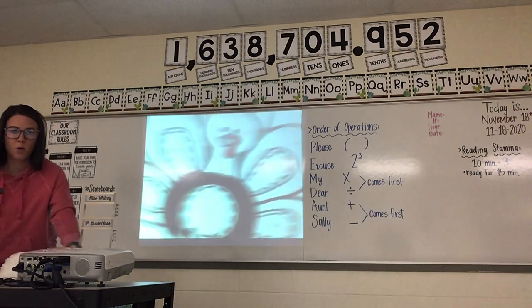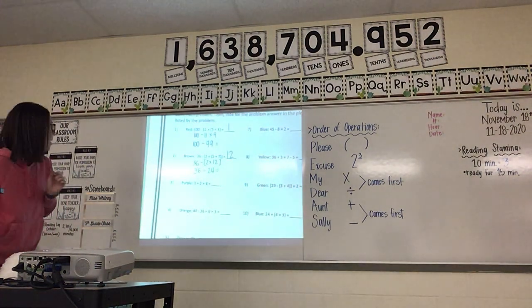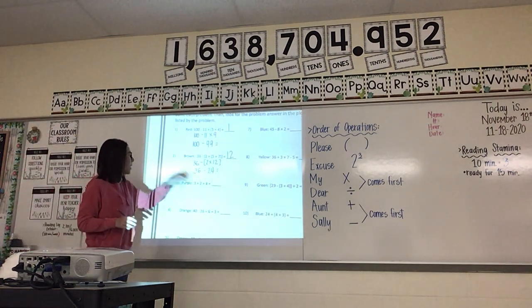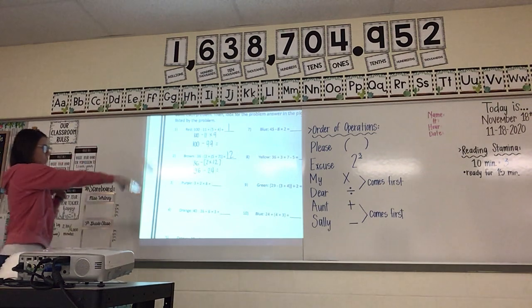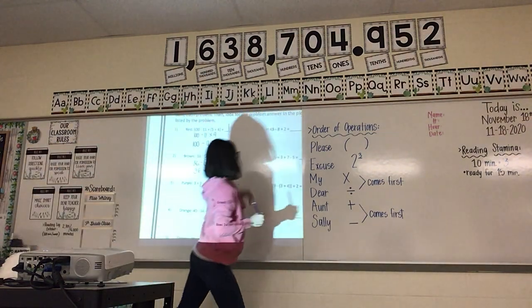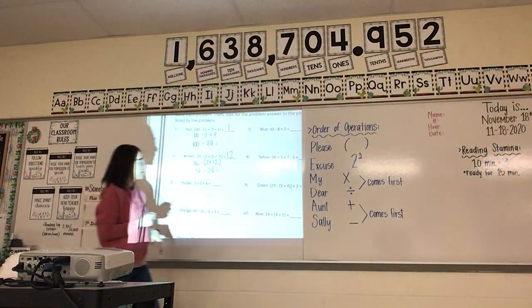Alrighty, let's do one more together to make sure you've got the hang of it. So next we have number 3. It says 3 plus 2 times 8. All right, going over to my order of operations. Parentheses first. Do we have any parentheses here on number 3? No parentheses, so we just go on to the next thing.